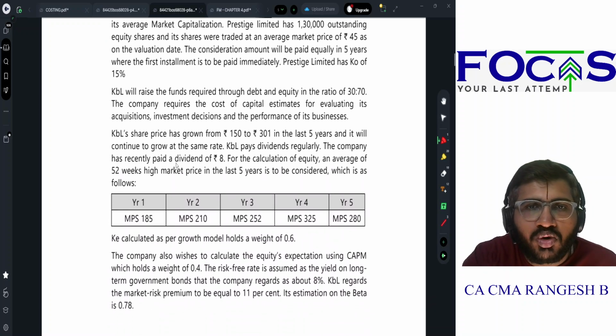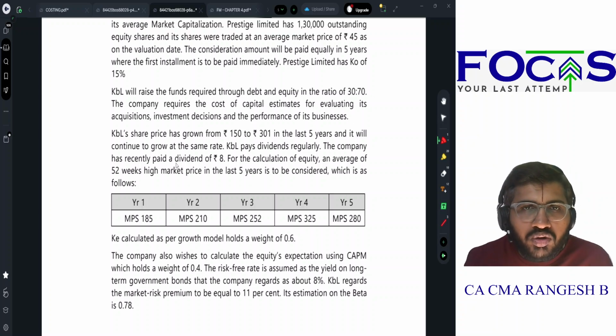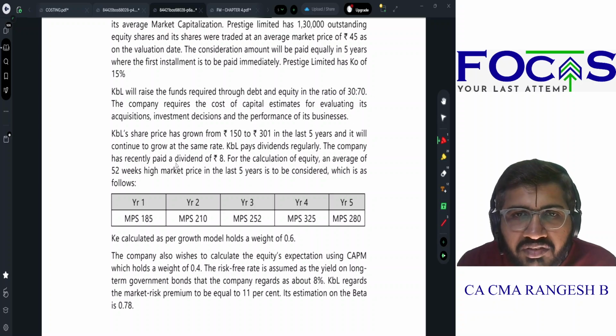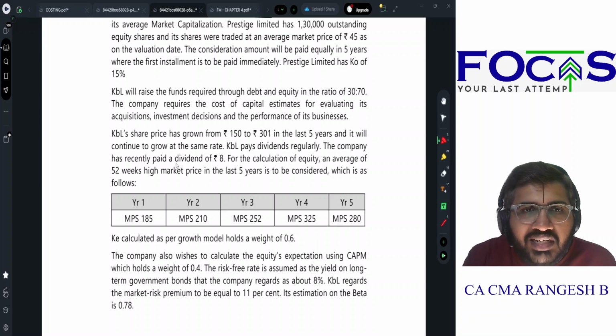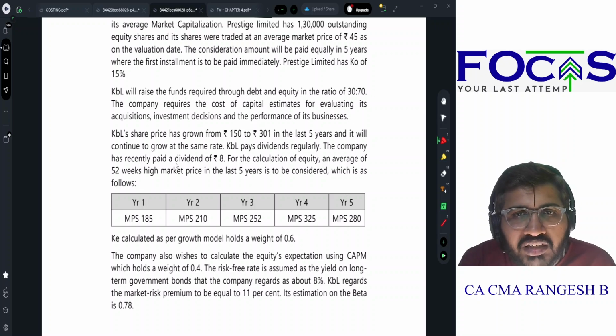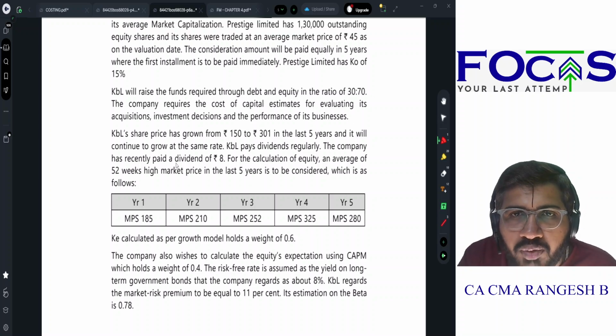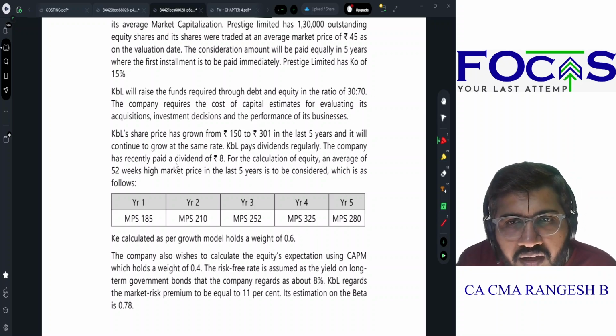KBL's share price has grown from 150 to 301 in the last 5 years, and it will continue to grow at the same rate. KBL pays dividend regularly. The company has recently paid a dividend of 8 rupees. For the calculation of equity, an average 52 weeks market price in the last 5 years is to be considered, which is as follows. Year 1 MPS is 185, 210, 252, 325 and 280 rupees.